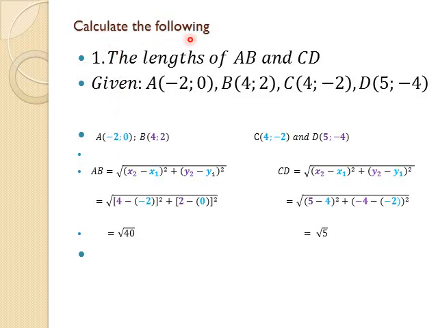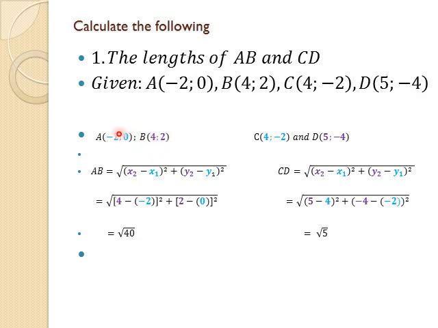Calculate the following. Just to refresh what we did in the previous lesson, they want the lengths of AB and CD, given that A is (-2, 0), B is (4, 2), C is (4, -2), and D is (5, -4). Once they ask for lengths, we're using the distance formula. So AB equals the square root of (x2 minus x1) squared plus (y2 minus y1) squared. A is (-2, 0) and B is (4, 2).